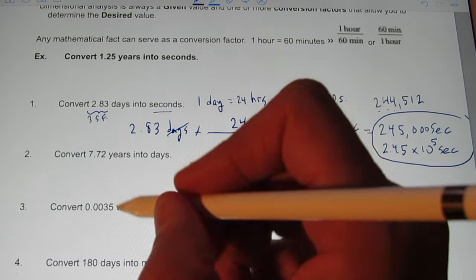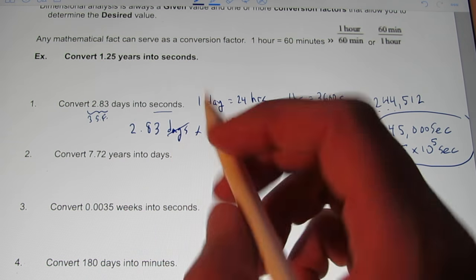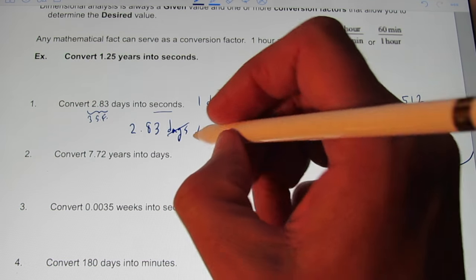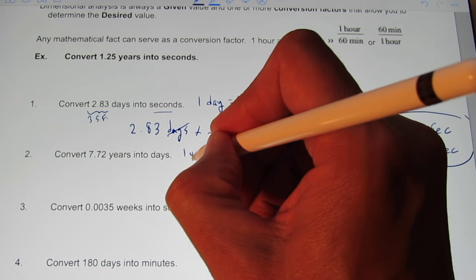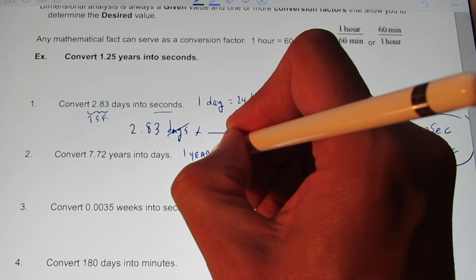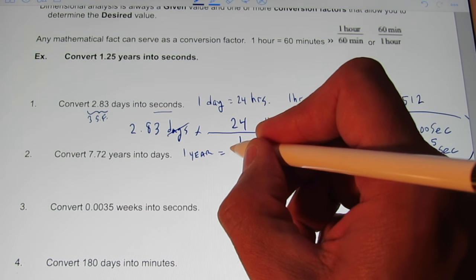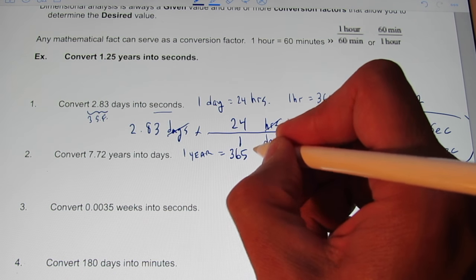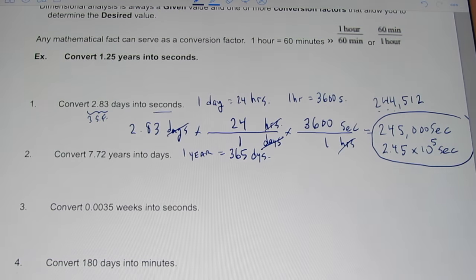All right, we're back. So let's see, we want to go years into days. So what conversion factor will I use? Let's see, 1 year has how many days in it? Well, let's say 365 days are in a year.